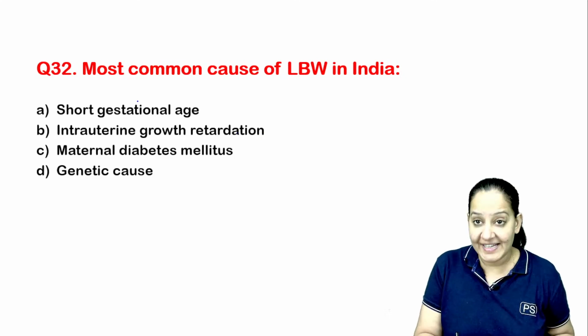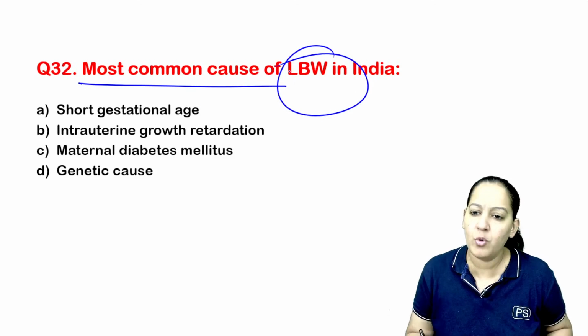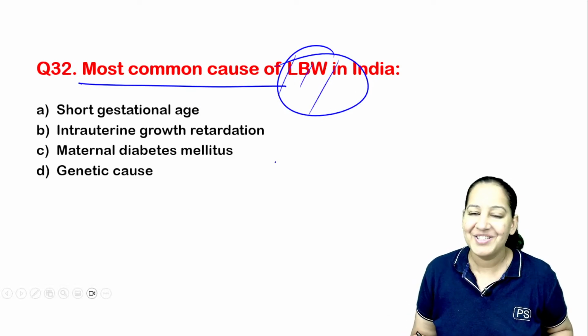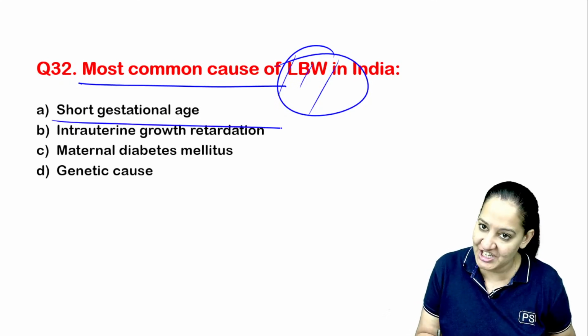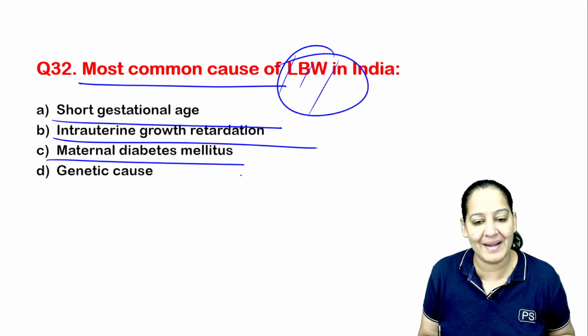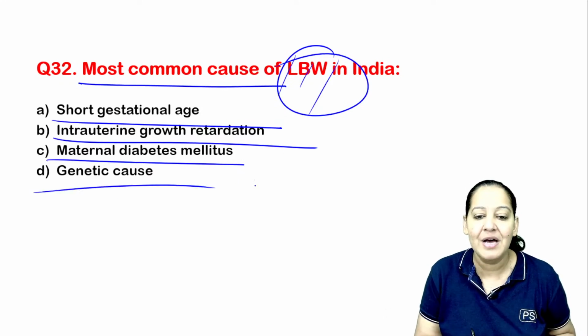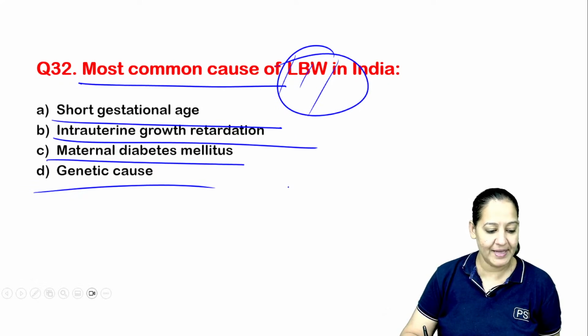The next topic, most common cause of LBW. What is the full form of LBW? Low birth weight. In India, the most common cause of low birth weight is what? Is it short gestational age? Is it intrauterine growth retardation? Is it maternal diabetes mellitus? Or is it a genetic cause? What is the correct answer? Can you please tell me the correct answer?